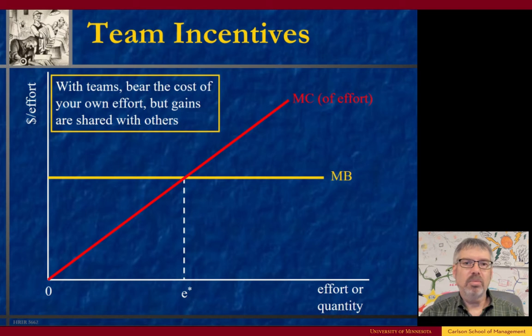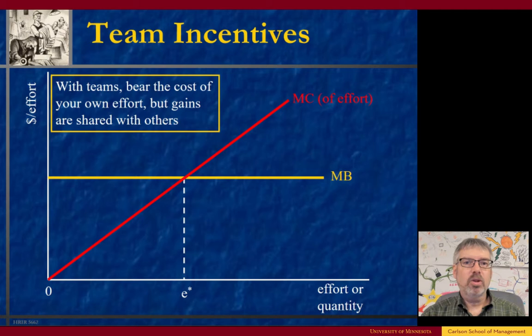When I'm thinking about this as an individual worker, I'm bearing the full cost of my additional effort, but I'm going to receive the full benefit of that individual effort. And so an economically oriented individual is predicted to exert effort up to the point where the marginal cost of their effort equals the marginal benefit of their effort.